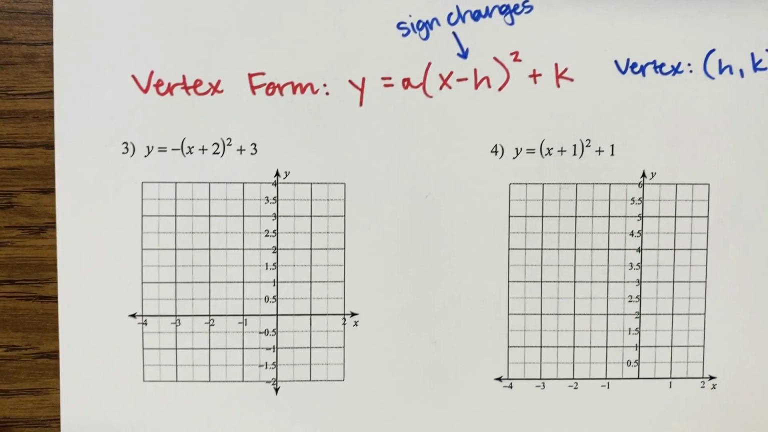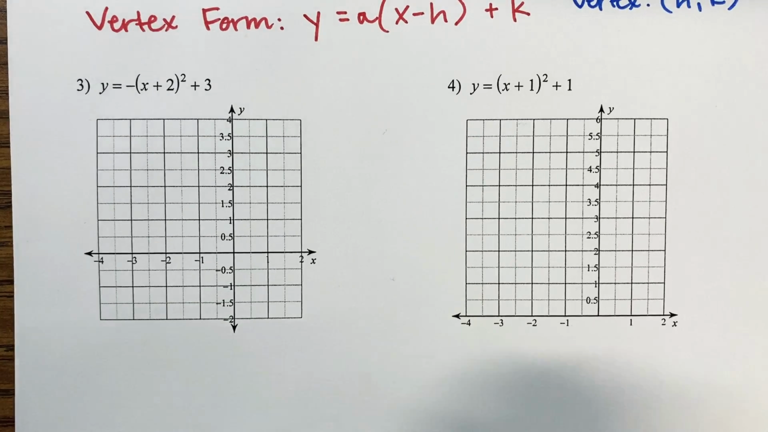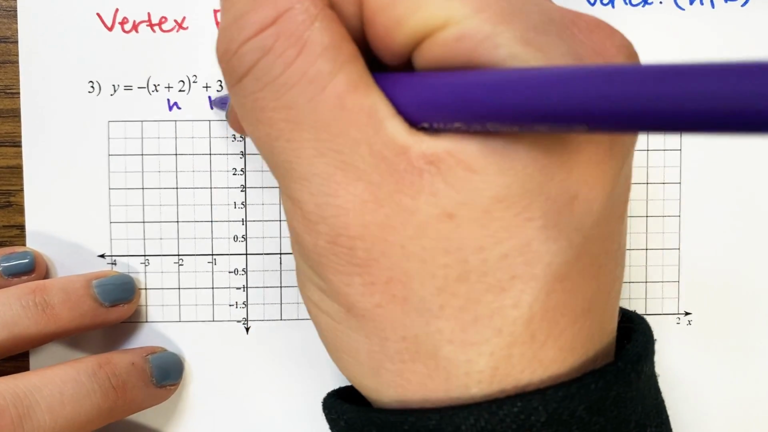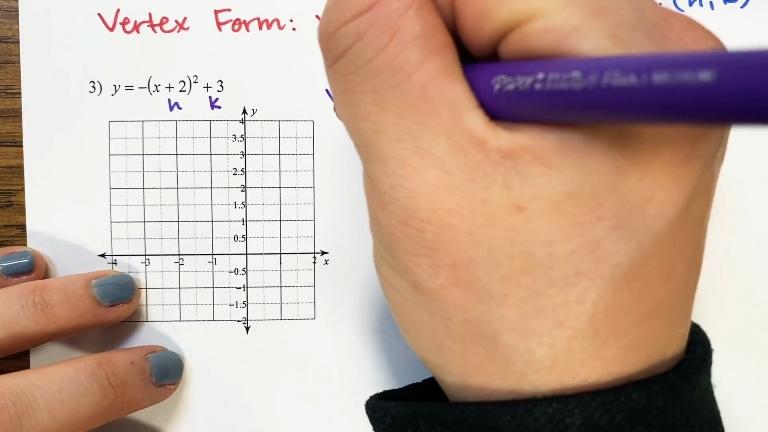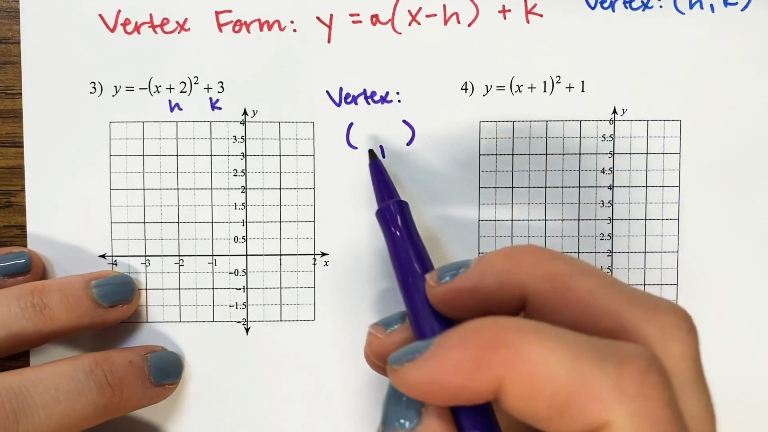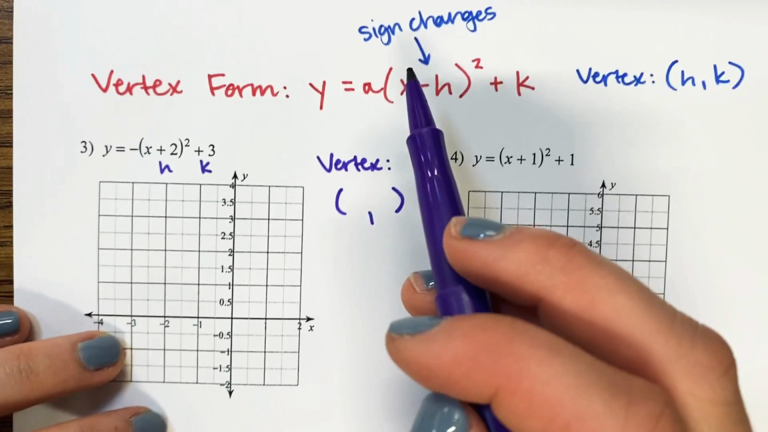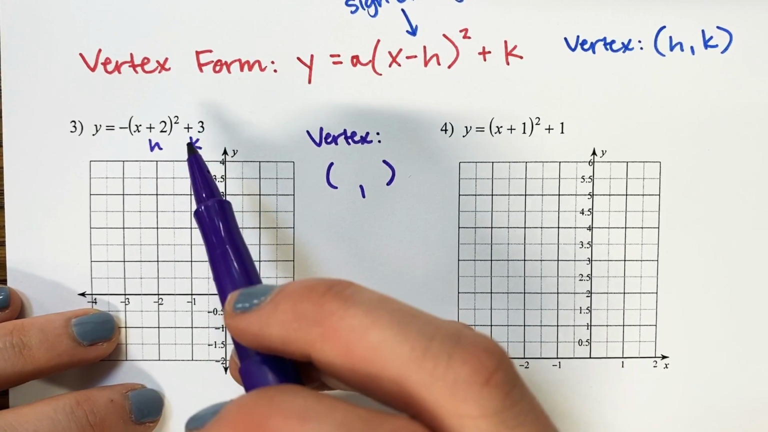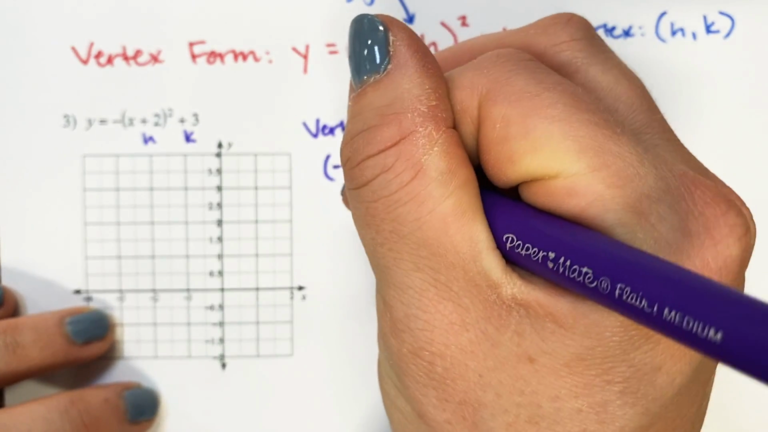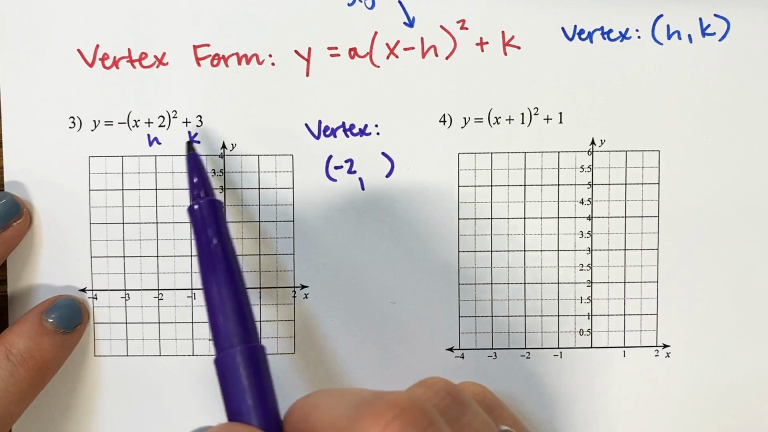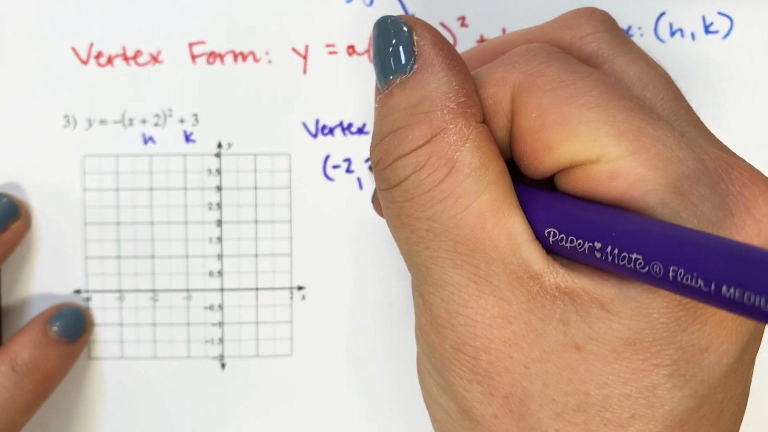So let's go ahead and look at number 3. Let's identify our H and our K. H is inside my parentheses. K is on the outside. So then what is my vertex? It's H, K, but what do we have to do with the H? We have to change the sign on it. So this was a positive 2. Now it's a negative 2. The K stays the same. So then our K is just positive 3.